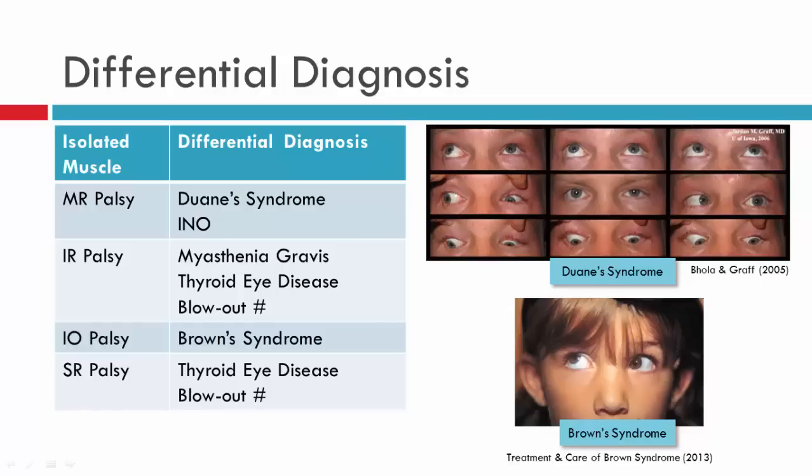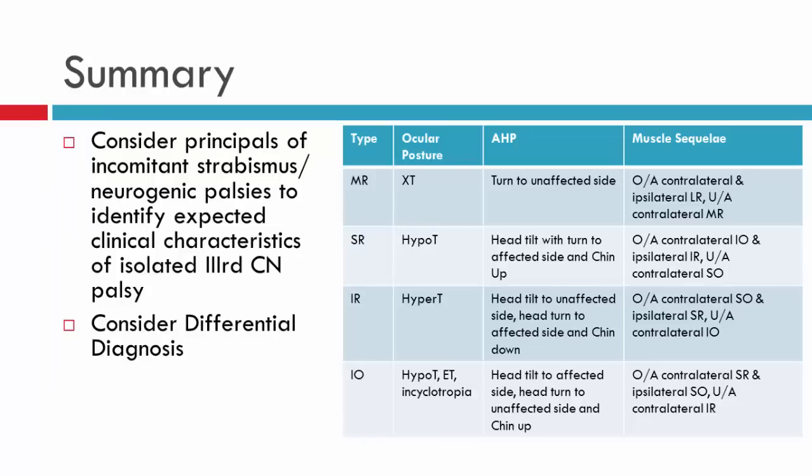And finally, the superior rectus palsy, consider a mechanical restriction again, so think about blowout fractures and thyroid eye disease. So in summary, when you're considering what the clinical characteristics are of a patient with an isolated third nerve palsy, you need to just go back to your principles of incompetence, strabismus and neurogenic palsies, and you can determine what to expect in primary position, where the greatest deviation will be, what the expected abnormal head posture will be, etc.